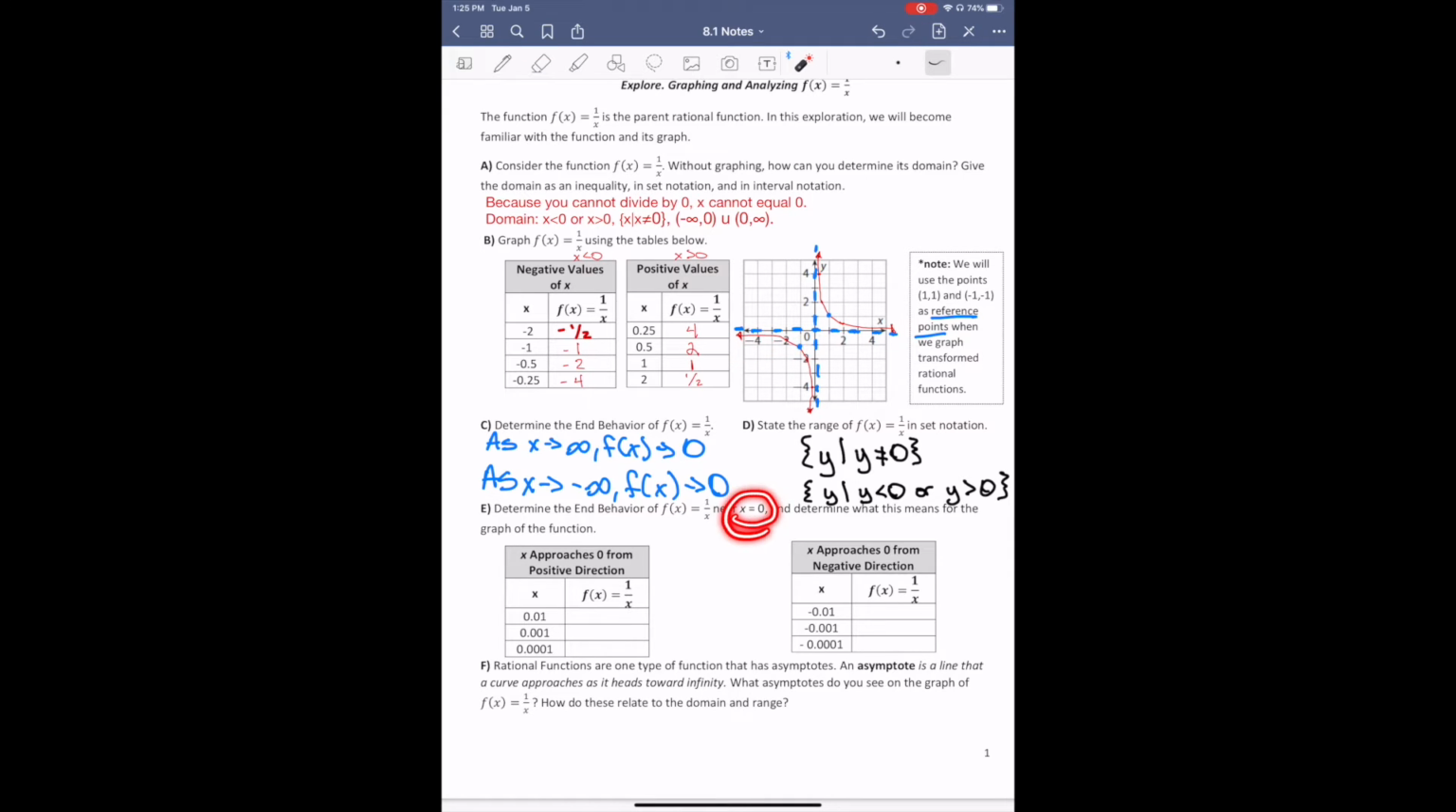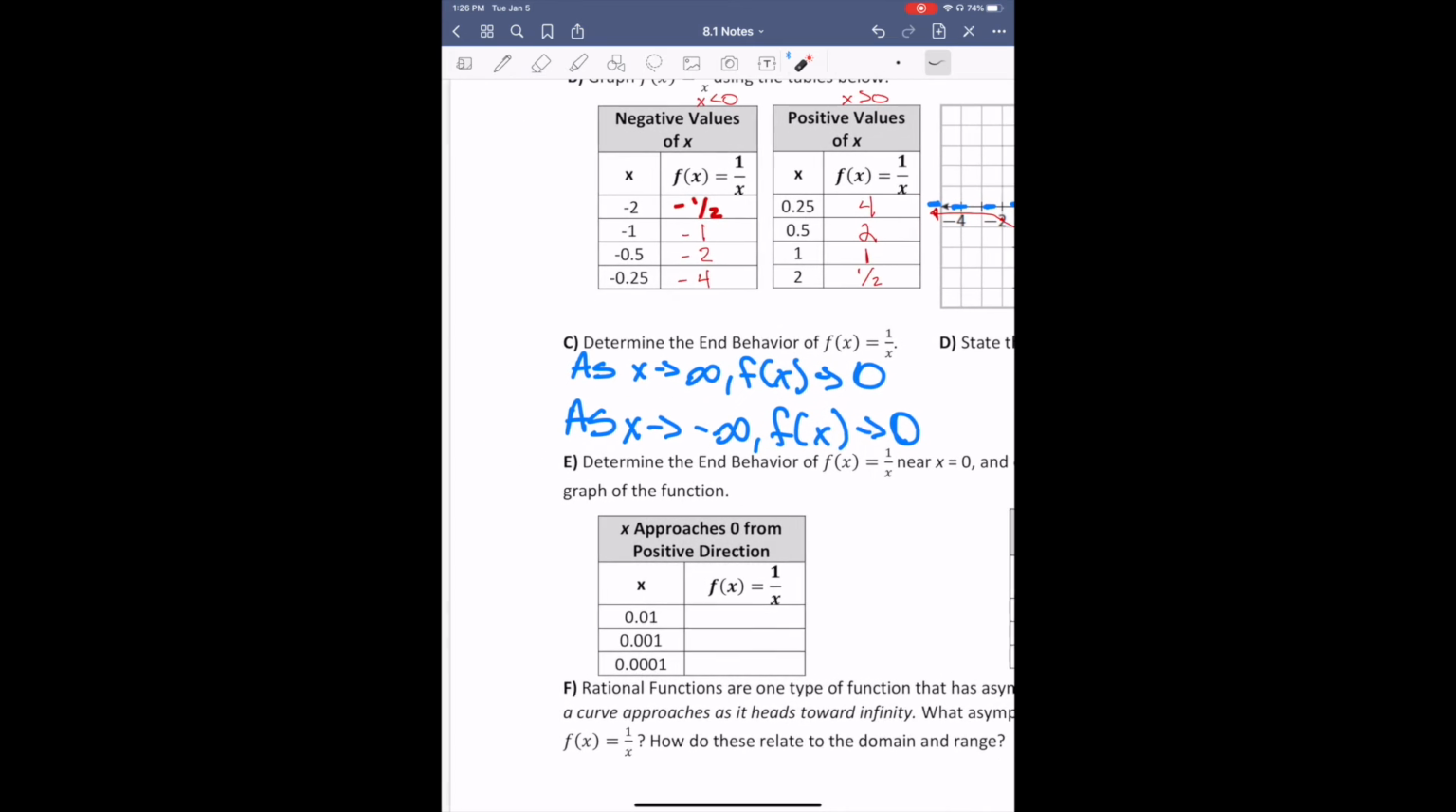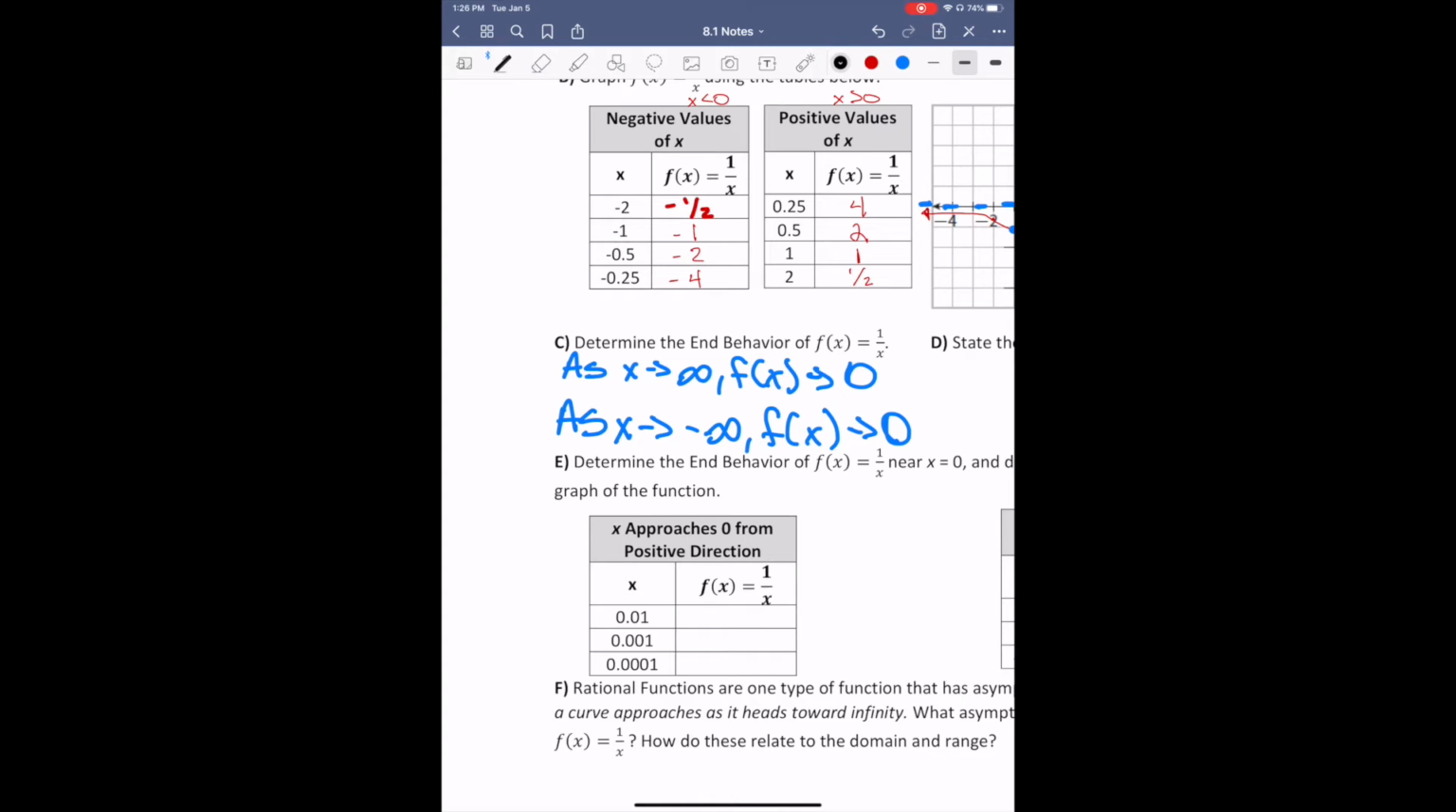This time we're looking at approaching 0. So as x approaches 0 from the positive direction, meaning as x approaches 0 from right to left, this would be from 0, positive end. Okay, and we write this as x approaches 0, and we use a superscript here, positive, from the positive direction. Okay, f of x does what?